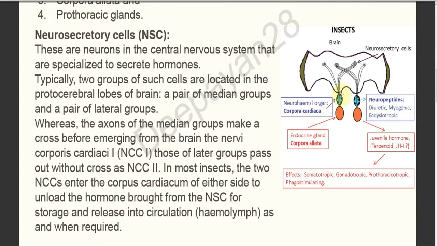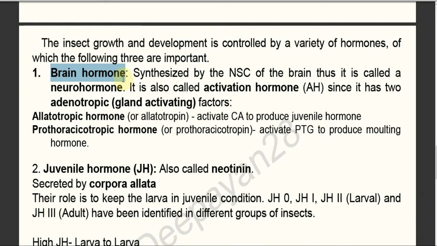Okay. Now you see the corpora cardiaca is there. Yes or no? Hello, at least tell. Yes, sir. In the corpora cardiaca, now what is stored? Brain hormone is stored. This one is stored, which is also known as activation hormone and adrenotropic. Why? I will tell you.